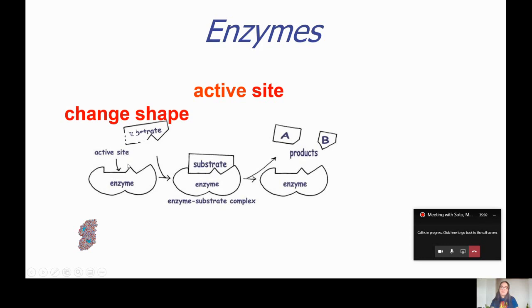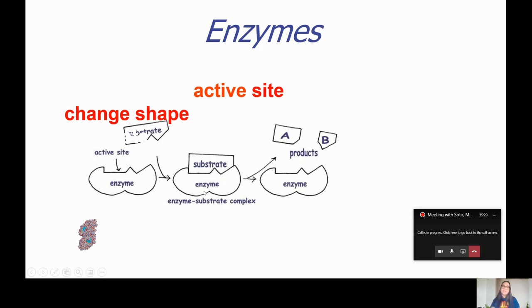So that area where the other piece is going to fit is called the active site, okay? The piece that fits that area is called the substrate. And then once they are combined, this is called an enzyme substrate complex. When they are bound together, that's a complex. Think of an apartment complex. There's a bunch of apartments put together. So the enzyme and the substrate together, enzyme substrate complex.